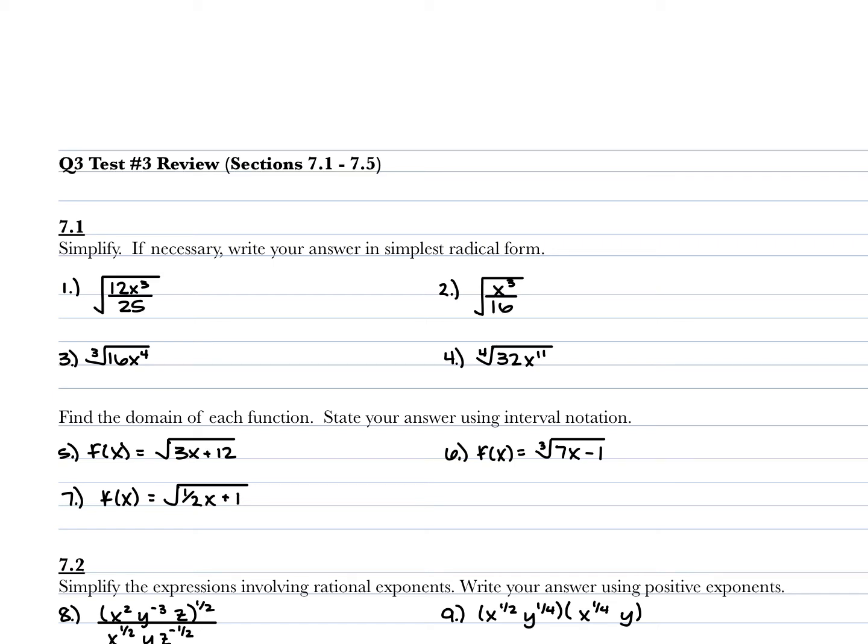So your test tomorrow is on section 7.1 to 7.5. Your review, for the most part, is just like your test, except 5 through 7, you're not going to see on your test. So if we look at numbers 1 through 4, we're just simplifying, and if necessary, we're writing our answer in simplest radical form.